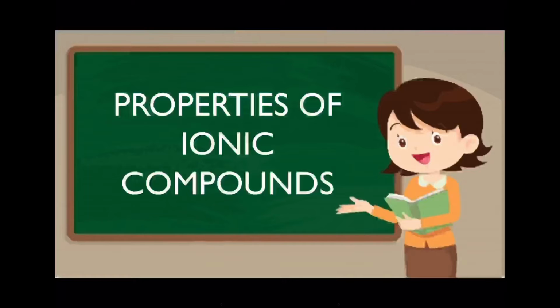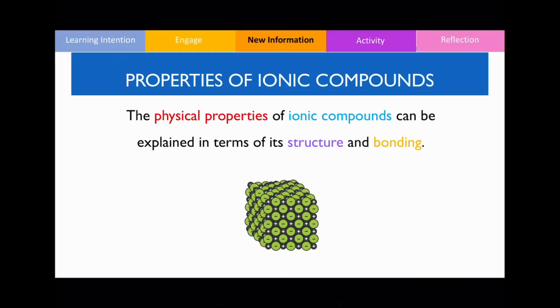We're now going to be looking at the properties of ionic compounds. The physical properties of ionic compounds can be explained in terms of their structure and bonding, which is why we had to look at the structure beforehand. And there are 4 main types of properties that you need to be able to explain by the end of this video.